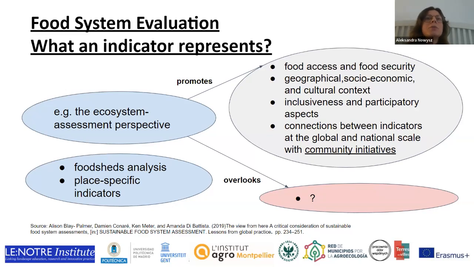What is also very important is the term ecosystem in the ecosystem assessment perspective. Ecosystem means this comprehensive approach, but it also means that we need to focus on locality. Ecosystem is always local. So we need to consider geographical, socioeconomic, and cultural context. And this is also very important when we are doing food system evaluation. So our indicators should be place-specific. We need to choose place-specific indicators. And for this, we can also use foodshed analysis.